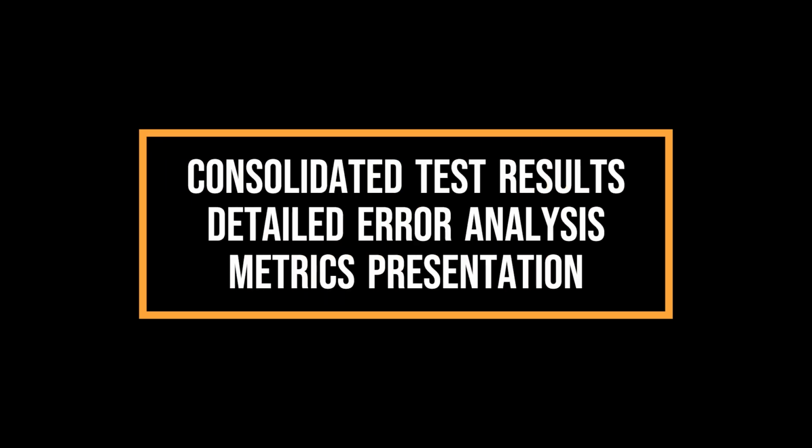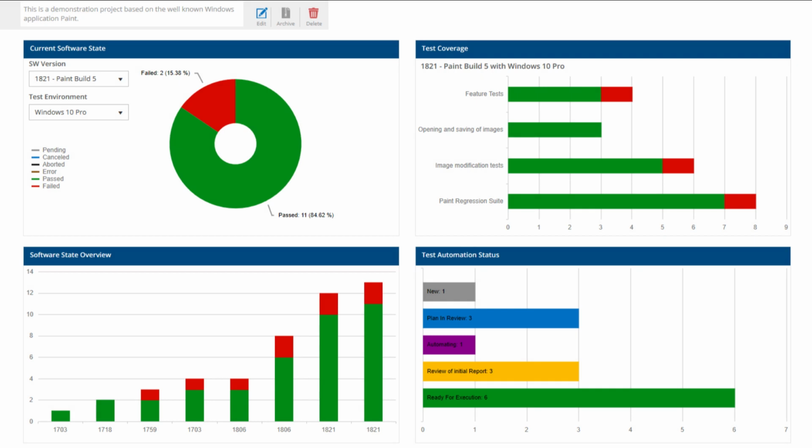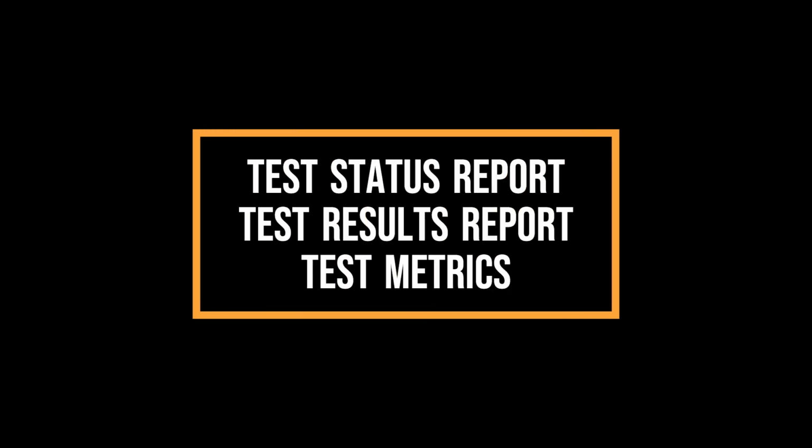Test results report is the main test closure document which provides insights into discovered and resolved issues. Test results report commonly includes consolidated test results, detailed error analysis, and metrics presentation. It signals the completion of testing activities and informs stakeholders about the cutoff of the testing stage. Test closure deliverables commonly include test status report, test results report, and test metrics. In summary, test closure ensures that testing objectives are met, errors are documented, and the testing stage successfully concludes.